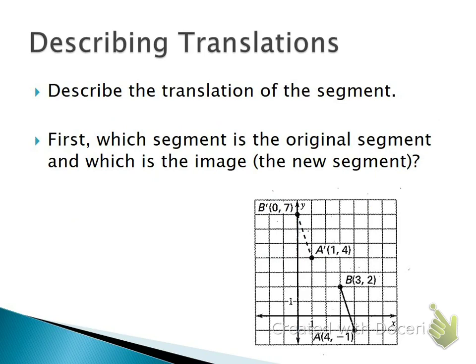Then let's move into describing translations. So before we fill in the blanks, let's just look at this. Which segment is the original and which is the image or the new segment? So is the original segment the solid line or the dashed line? The solid line. So the original is the solid line, and the new one, or the image, is the dotted line or dashed line.